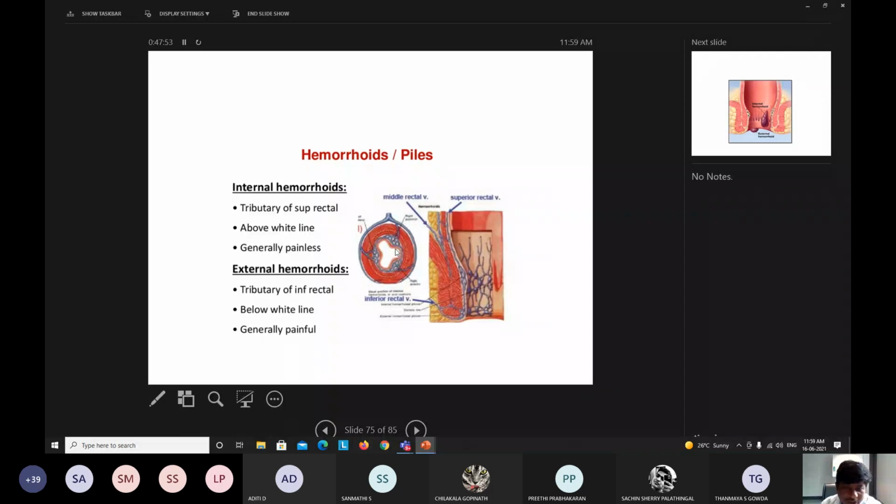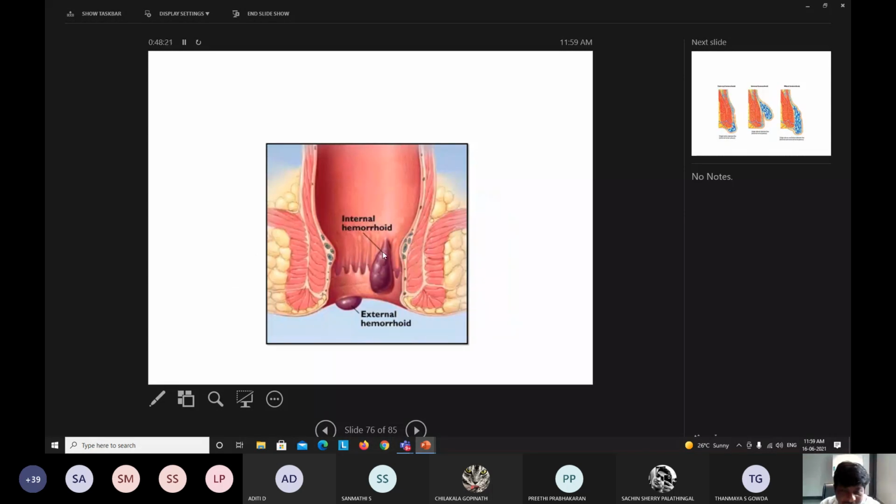Hemorrhoids: there are internal hemorrhoids and external hemorrhoids, meaning piles in general, or in layman's language, piles. Internal hemorrhoids are tributaries of the superior rectal vessels. They are present above the white line and are generally painless. External hemorrhoids are tributaries of the inferior rectal veins. They are present below the white line and are extremely painful. So this is the internal hemorrhoid, which is painless, while the external hemorrhoids are extremely painful.